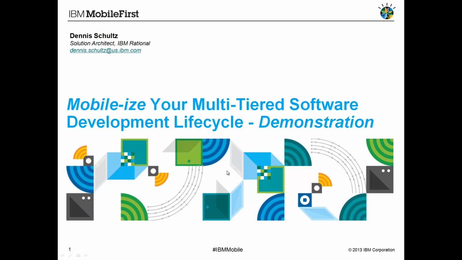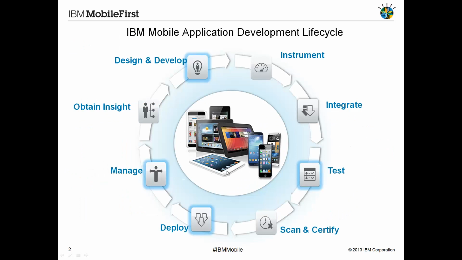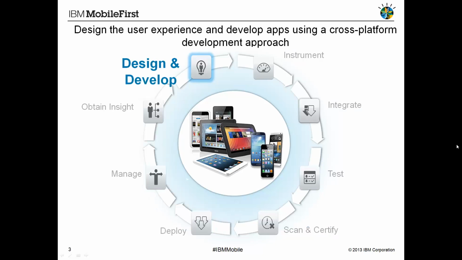So if we look at the lifecycle as defined by IBM Mobile First, we address a number of areas: design and develop, instrument, integrate, test, scan and certify, deploy, manage, and obtain insight. The areas that I want to focus on today really are design and develop and test. So we'll start with design and develop.